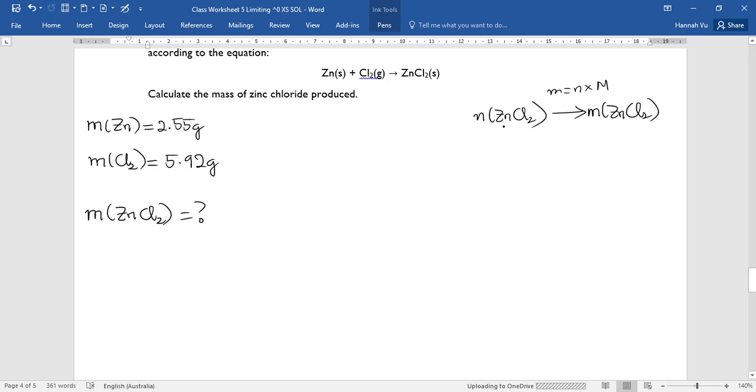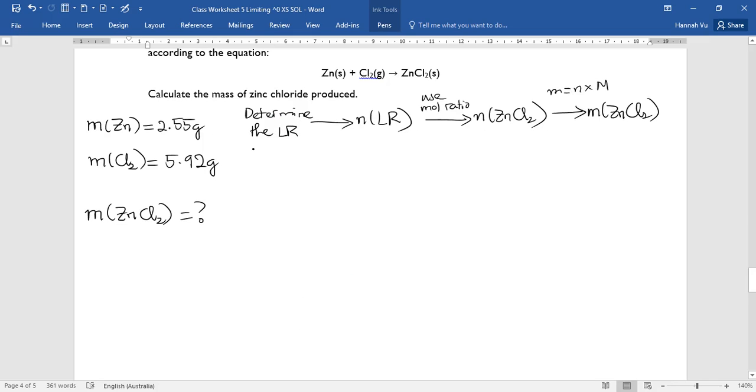To find the number of mole of zinc chloride, I will need to use the mole ratio and one of the reactants. The problem here is that you have two different reactants. You're given the masses of both, and you don't know which one is going to be completely converted to the product and which one will be in excess. So you need to know which one is the limiting reagent. Use N of the limiting reagent. So in order to find that, I need to determine the limiting reagent and which one is in excess.